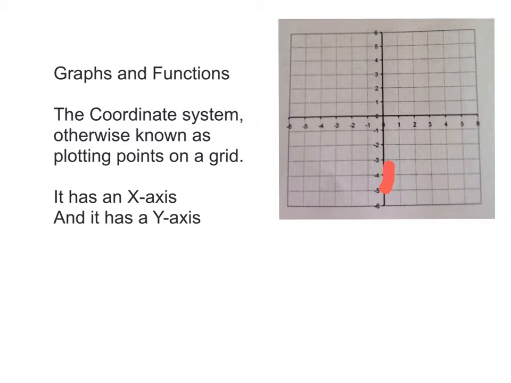On the grid system, or the coordinate system, we have what are known as two axes. There's the x-axis, which is this one. It's also known as the horizontal axis. The y-axis is this one that goes straight up and down. So if I'm looking for an x value, I'm going to be looking horizontally, and if I'm looking for a y value, I'm going to be looking straight up and down.